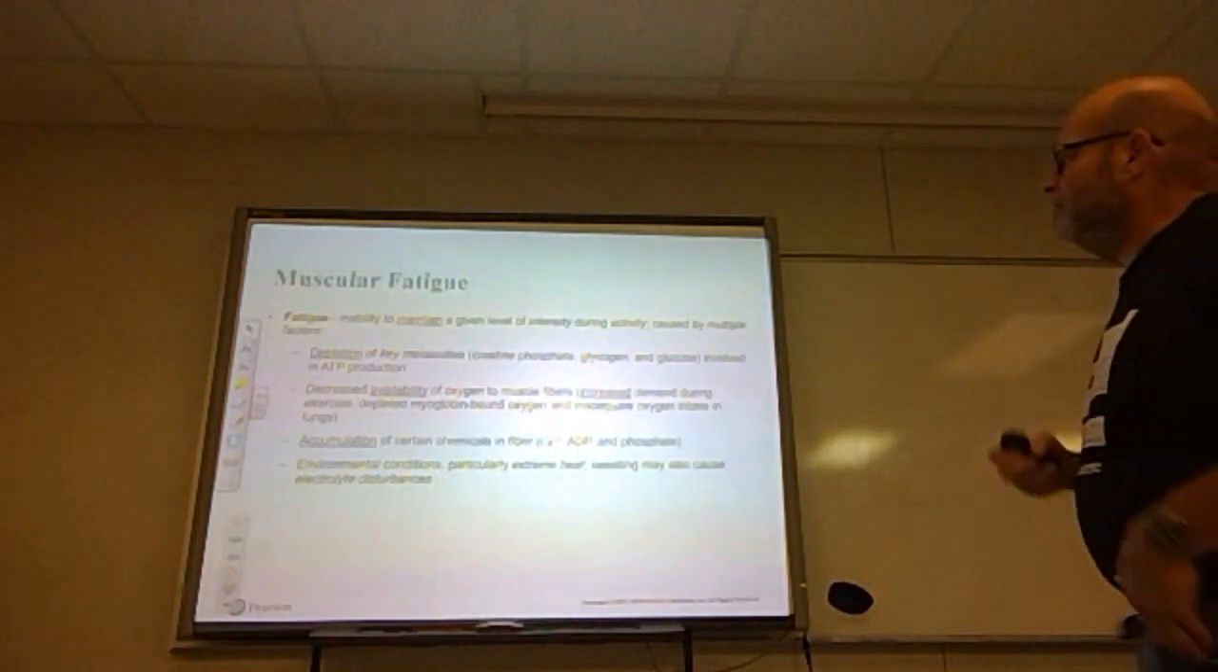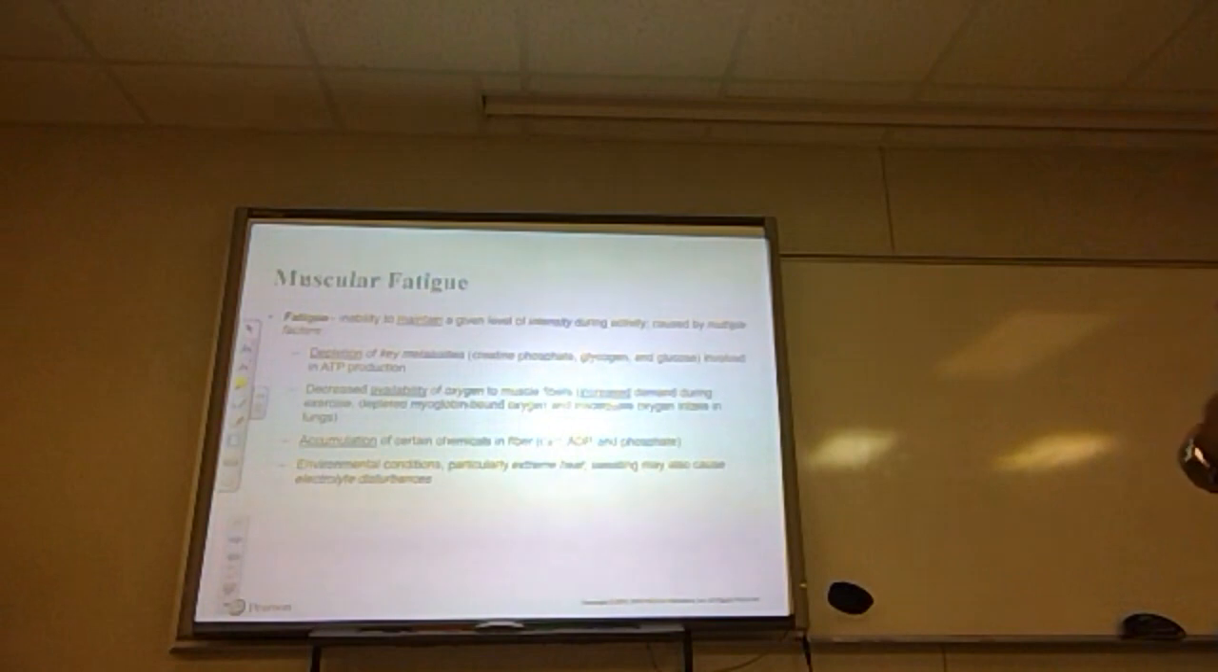Muscular fatigue is the inability to maintain a given level of intensity during activity, caused by multiple different factors. Depletion of key metabolites: creatine phosphate, glycogen, and glucose. Decreased availability of oxygen to the muscle fibers: the increased demand, depleted myoglobin-bound oxygen, inadequate intake. Accumulation of certain chemicals in the fiber: calcium, ADP, and inorganic phosphates. Environmental conditions. If it's extremely hot, sweating may cause you to lose those electrolytes.